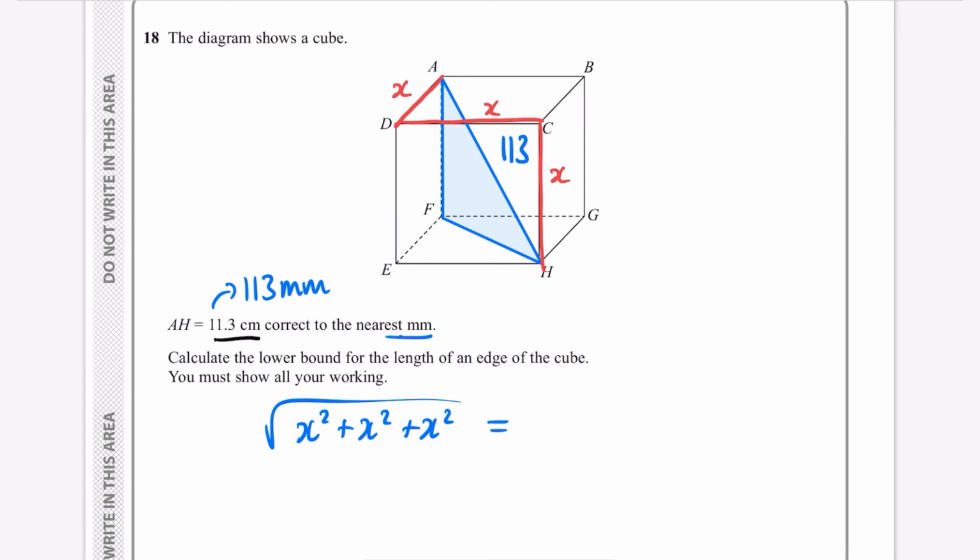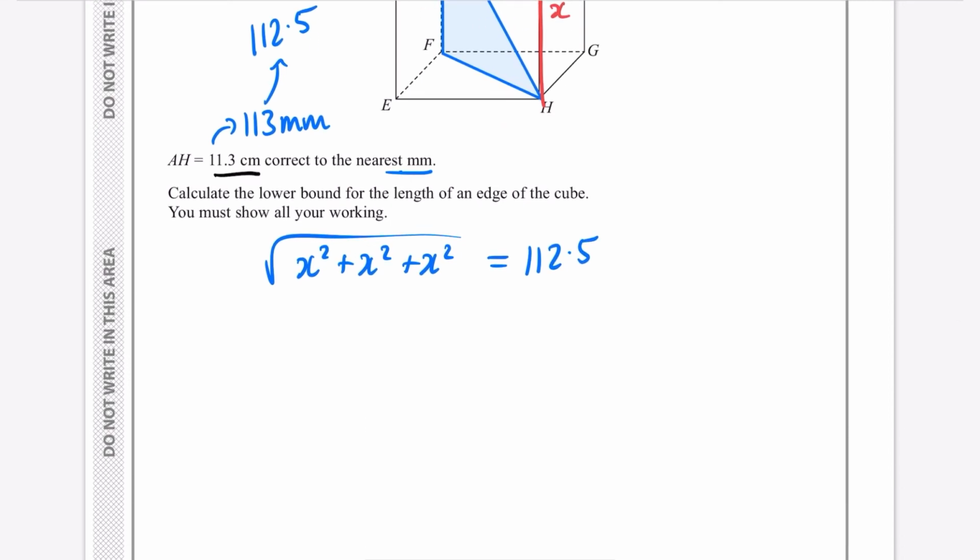And we are going to actually read what the question says, which says calculate the lower bound for the length of an edge of the cube. So we're going to try and find out what the length of the edge of the cube is, but this thing has been rounded to the nearest millimetre. Because we want the lower bound, we're going to say, what's the smallest thing that this could be that would still round to that? And it is 112.5. So I'm going to find out what this is by squaring both sides.